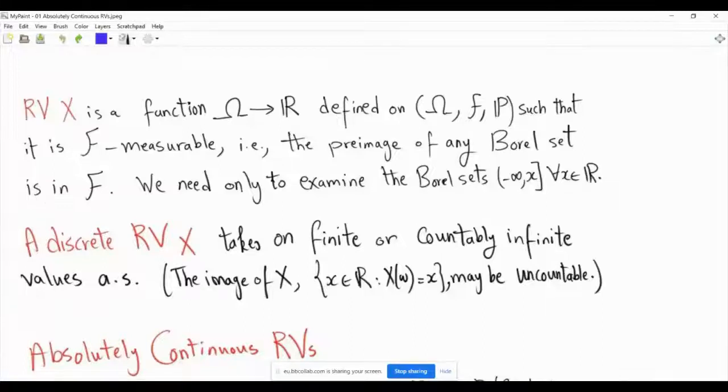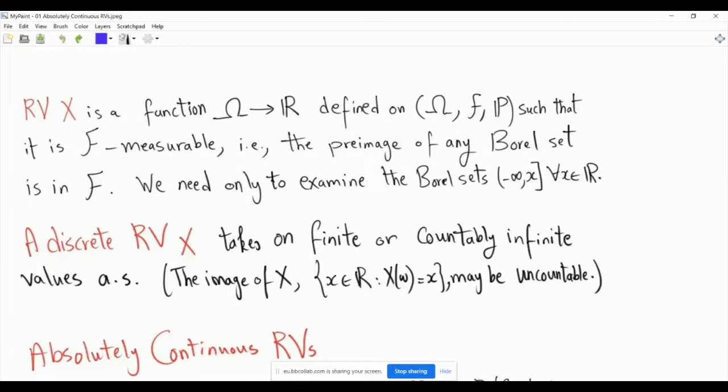Let's review our concept of a random variable. A random variable is a function from the sample space, big omega, to the set of real numbers. To define it, we need to specify the triple: omega, a sigma algebra defined on omega, and then a probability measure. The random variable is not an arbitrary function. It must be F measurable, which means that the pre-image of any Borel set should be part of your sigma algebra.